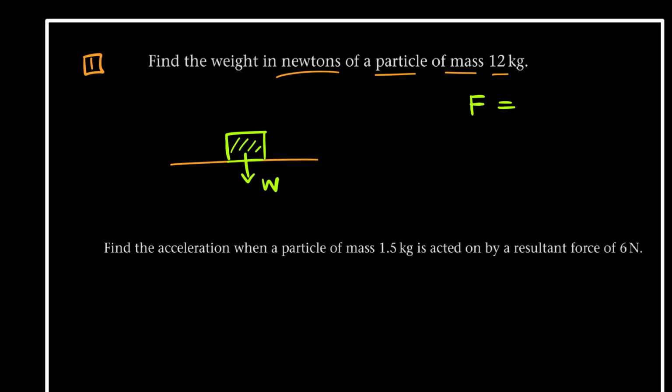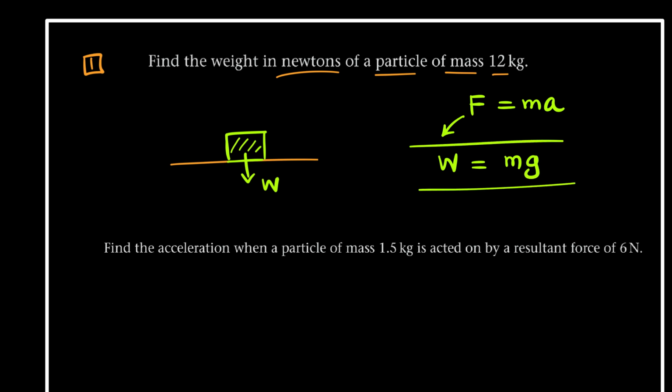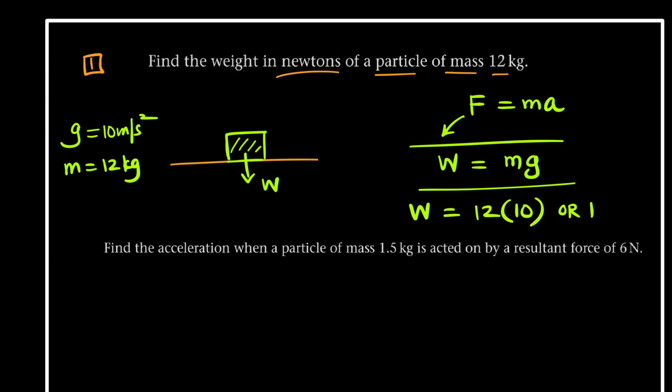F is equal to ma. Instead of F, we have W. W is the weight of the object. Mass remains the same and acceleration due to gravity is g, so W is equal to mg. That is how we get this formula. So the value of g is 10 meter per second square. The value of mass is 12 kg. Therefore, the weight of the object is 12 multiplying with 10, which comes out to be 120 Newton. That is the first basic question.